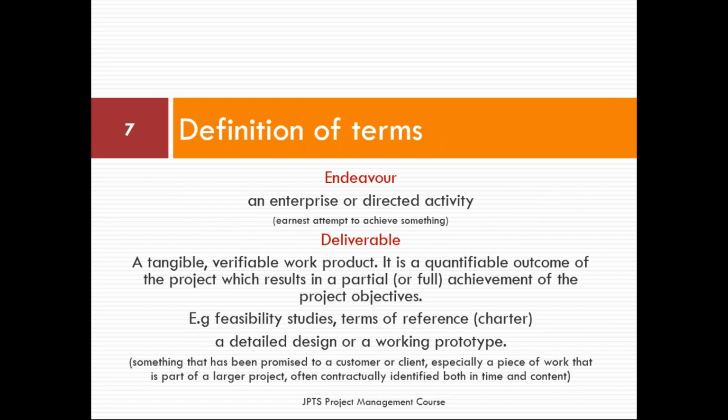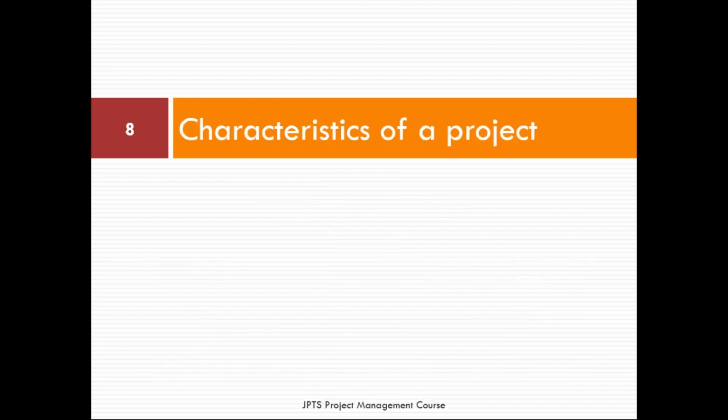So those are the terms I just defined for you. Endeavor means an enterprise or directed activity. Deliverables are the product, a tangible, verifiable work product, which I just explained. The product, the outcome of the activity that you engaged yourself in, that's the deliverable.